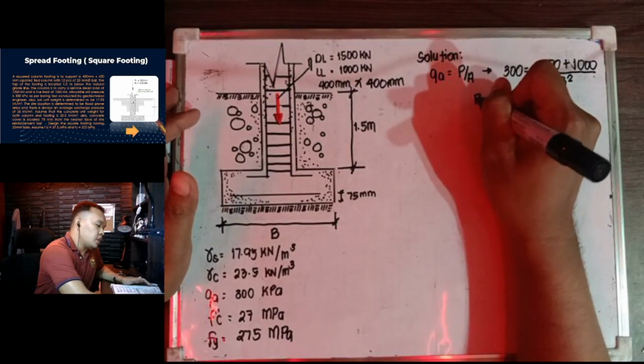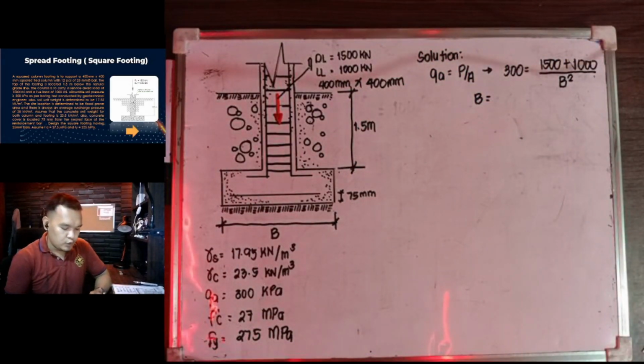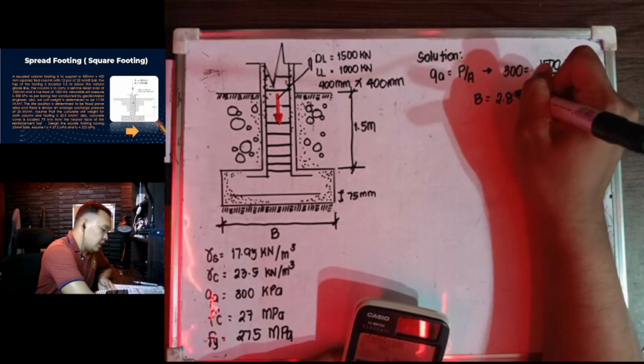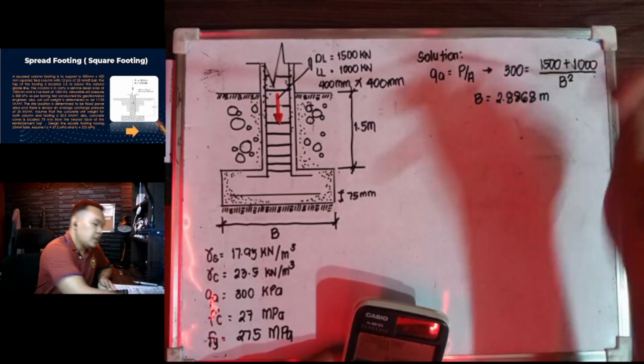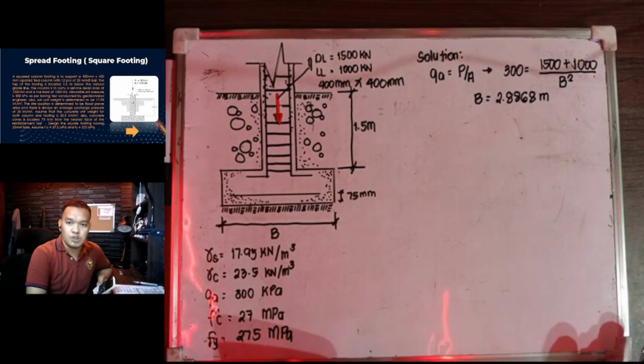Then we could compute that B is equivalent kay square root ng 1.5 plus 1,000 all over 300. So we could say that 2.8868 meters yung dimension natin, no? Yan ay yung assumed dimension pa lang.